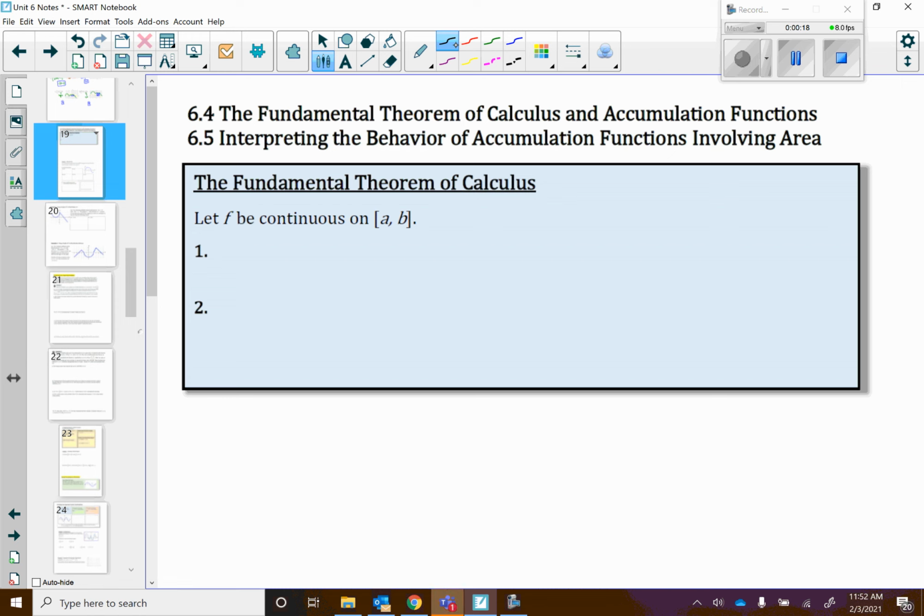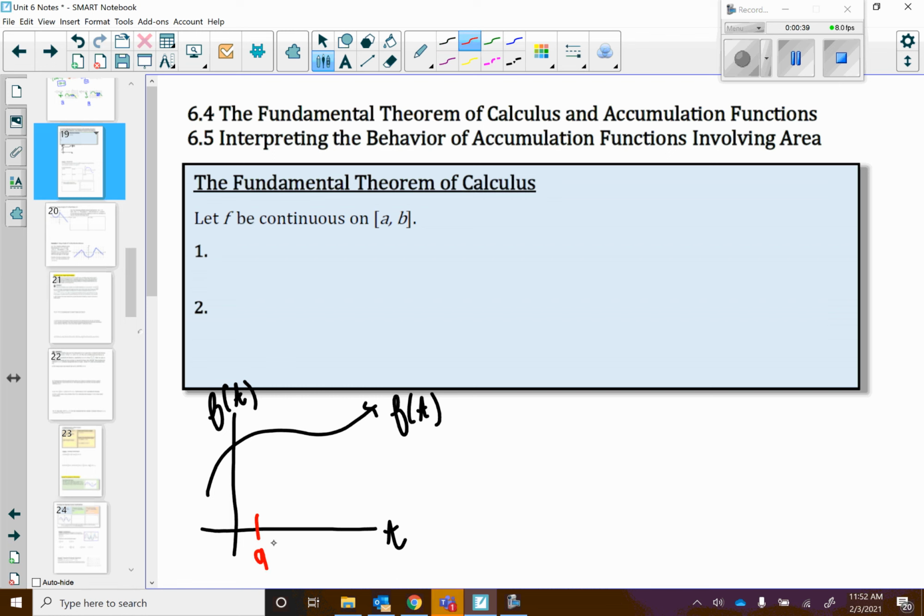I'm going to start by drawing a picture of a function that is defined by t, meaning the independent variable is not x, it's t. It really is the same thing as any other function. We're just saying it's a function of some variable t. And this function is continuous on an interval from a to b.